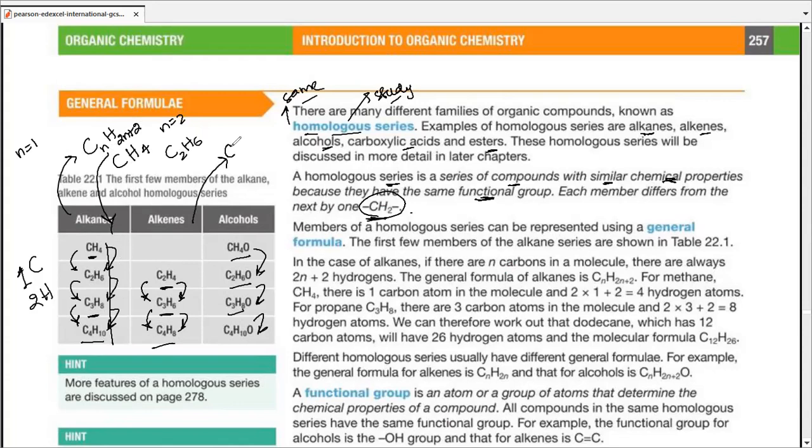That for alkenes is CnH2n, which means the number of hydrogen atoms would be double that of carbon. Take a look. There are 4 hydrogens when there are 2 carbon atoms. There are 6 hydrogens when there are 3 carbon atoms. So every time the number of hydrogens is exactly double that of carbon atoms.